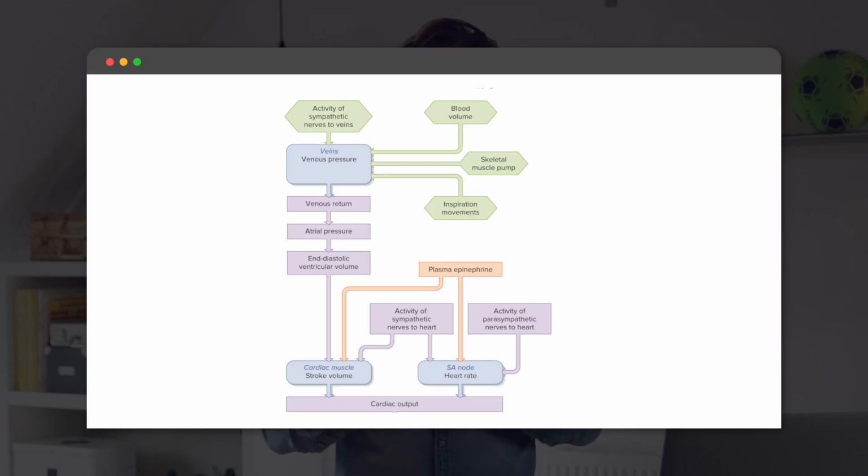In this chart, you can see how these components are connected in the regulation of cardiac output.